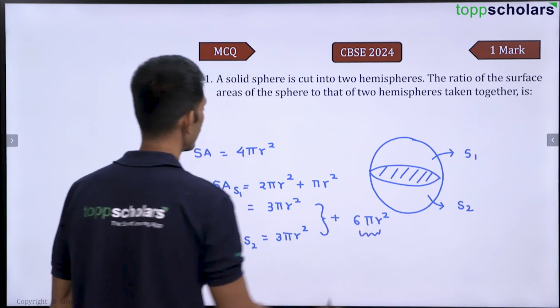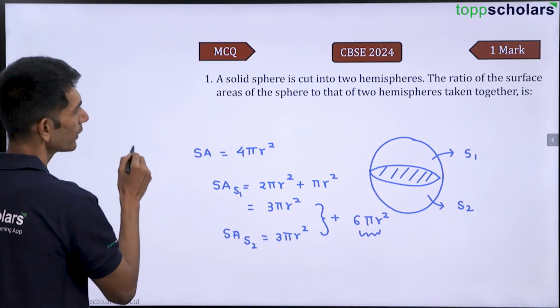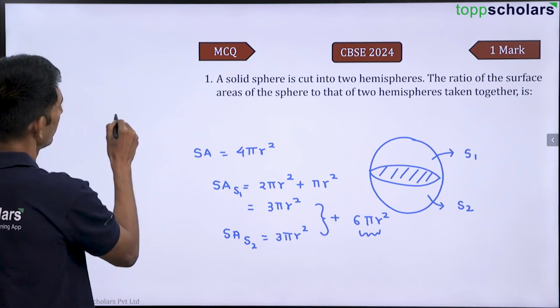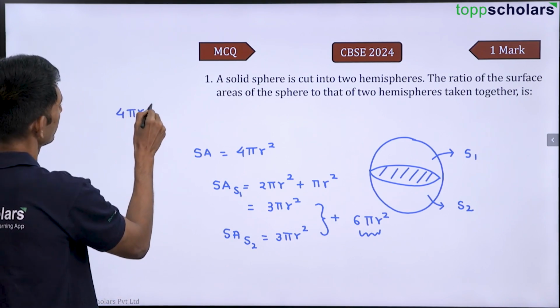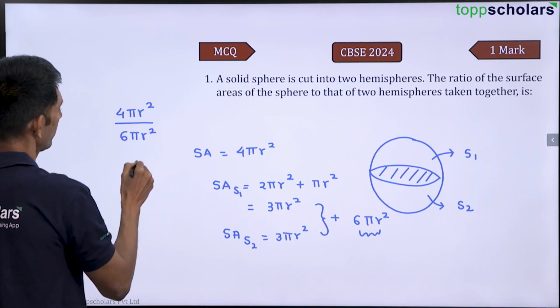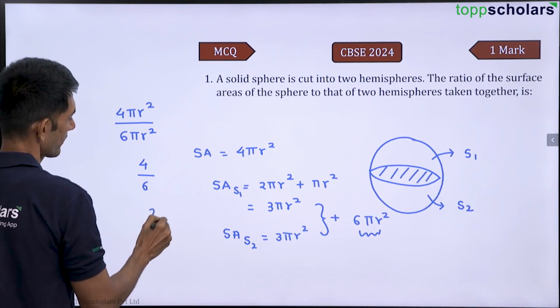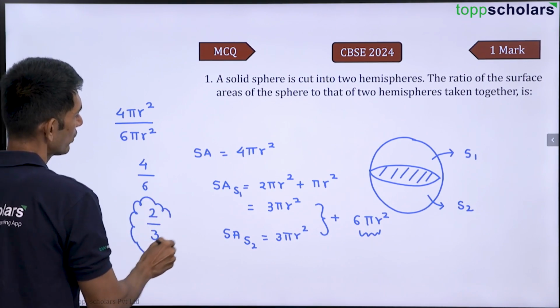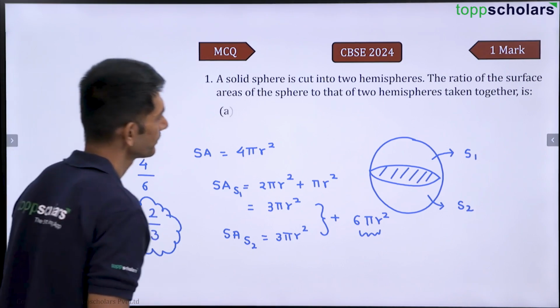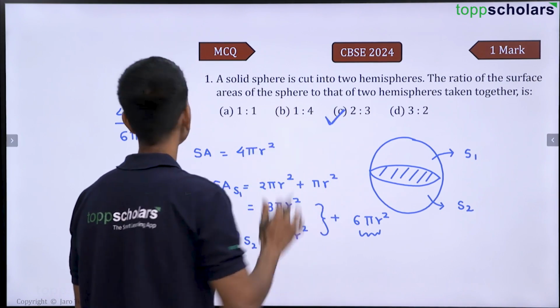Now can I take the ratio? The ratio of the sphere, that is 4 pi r square, correct? 4 pi r square by 6 pi r square, that is 4 by 6, that is 2 by 3. So let us check if we have 2:3 in the options. Yes, 2:3 is the correct answer.